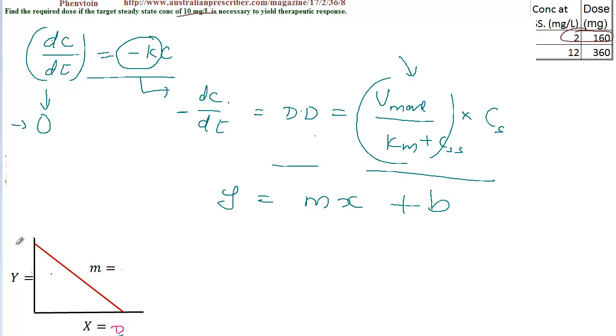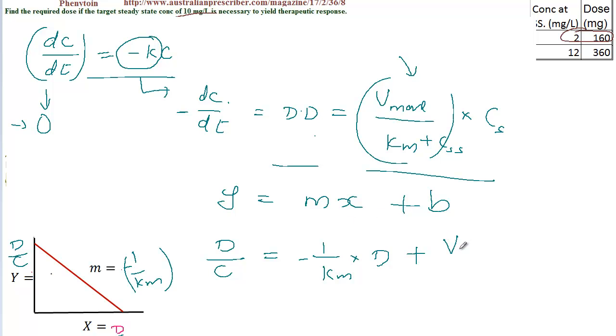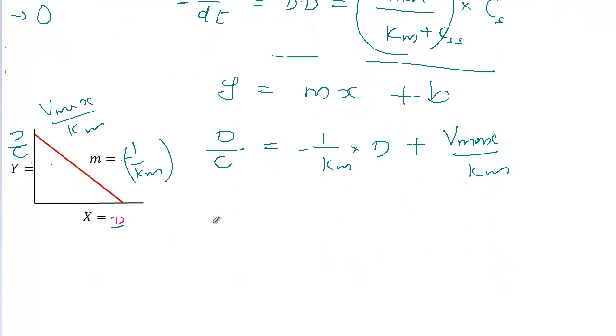So y is nothing but dose over concentration, D over C, and the slope is negative 1 over Km. It's a negative slope anyway, so negative 1 over Km, and x is nothing but the dose. Plus b, the intercept, which is Vmax over Km. Now we're going to solve this momentarily. The first step in any calculation with this kind of linear equation is to find the slope, right?